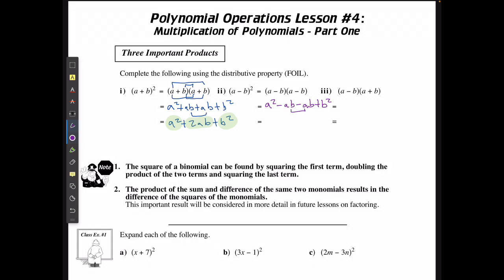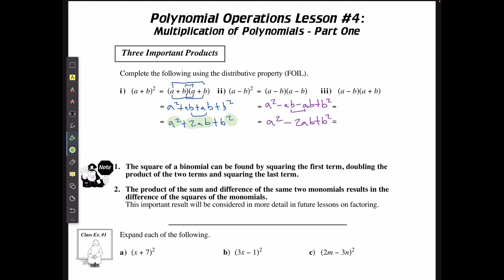And I combine the like terms and get a squared minus 2ab plus b squared. The only difference between the first one and the second one was the first one had a plus between the two and the middle term was positive. In the second case, it had a minus between the two terms and the middle term was negative. Beyond that, it's still the exact same.